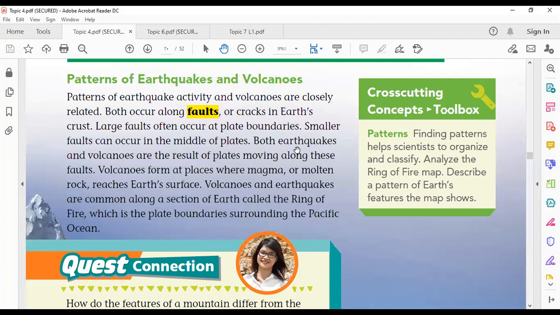Look here. Volcanoes form at places where magma, or molten rock, meaning melted rocks or liquid rocks, reaches Earth's surface. Inshallah, later you will learn about volcanoes. So please just listen to me. Volcanoes and earthquakes are common along a section of Earth called the Ring of Fire that you see at the top, which is the plate boundaries surrounding the Pacific Ocean.